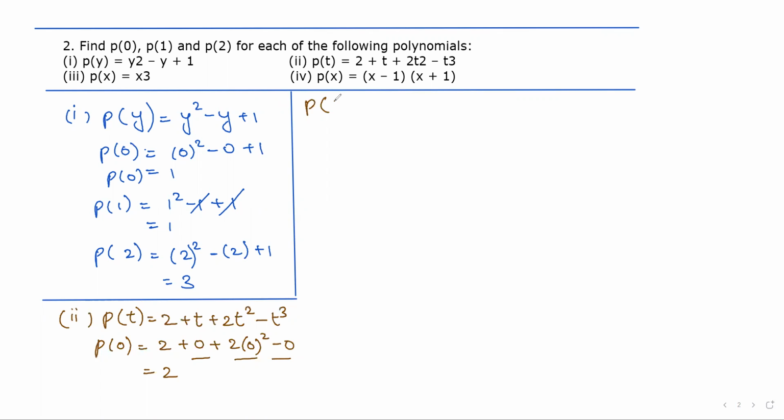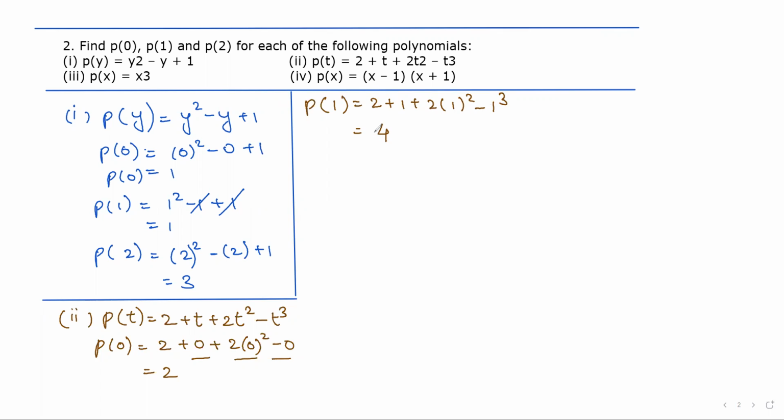P of 1 is equals to 2 plus 1 plus 2 into 1 square minus 1 cube. This is equals to 2 plus 1, 3. 3 plus 2, 5. 5 minus 1, 4.